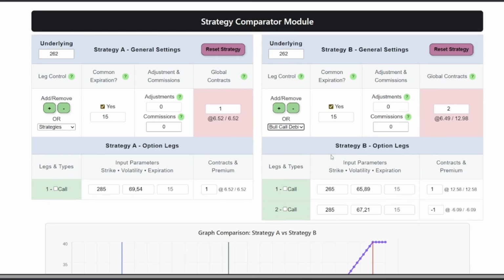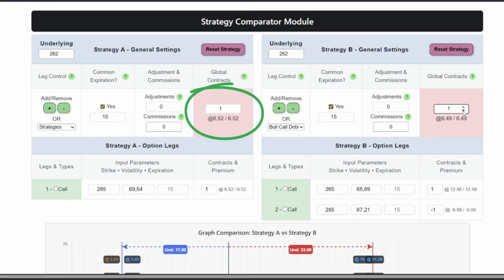To correctly compare both strategies, a good criteria is to try to match the total premium paid or received in both cases. For example, the long call will be valued at 6.52, and the debit spread will be valued at 6.49, just 3 cents of difference. Now that we have finished creating both strategies, we will compare them graphically.